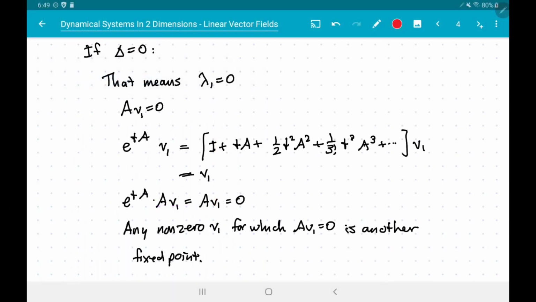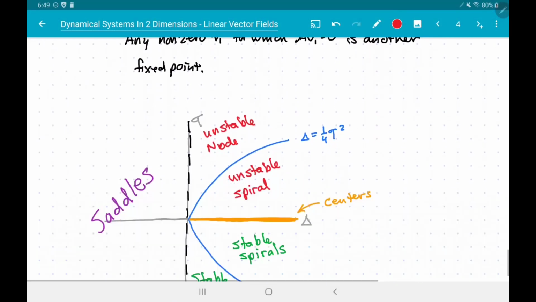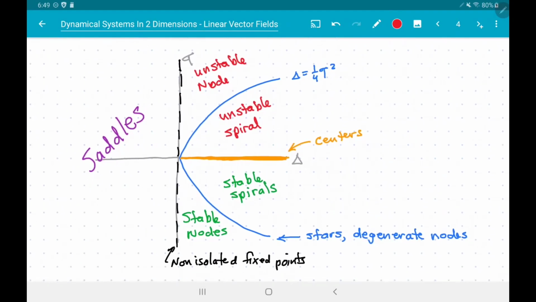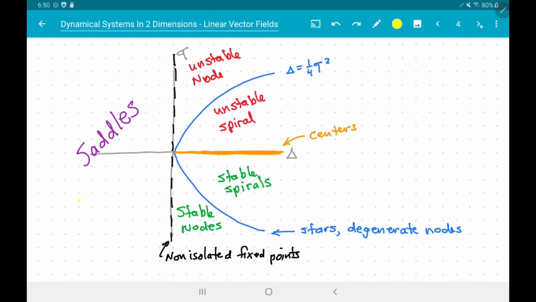So now let me show you the diagram and all of the parts of it all put together. Remember that saddles happen when there are two real eigenvalues, one positive and one negative, in which case the determinant is negative because it's their product. So that happens over here where the determinant is negative. When the determinant is exactly 0, that's this vertical axis, and that's where you get these non-isolated fixed points.